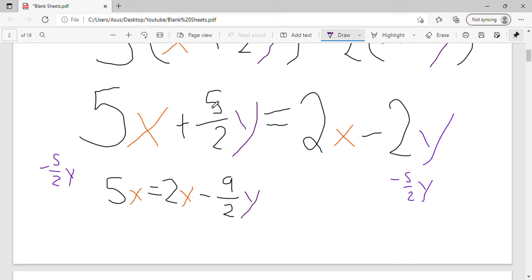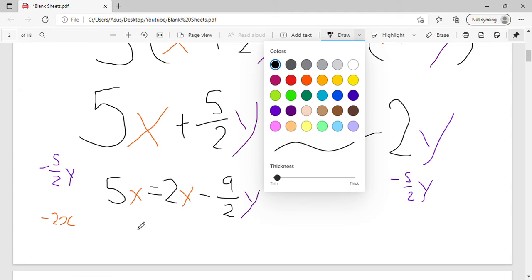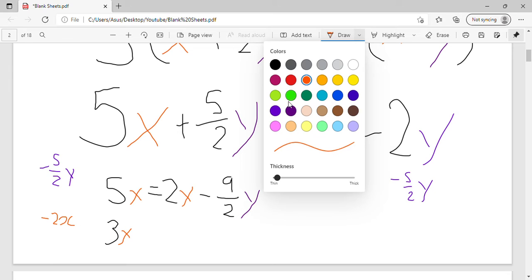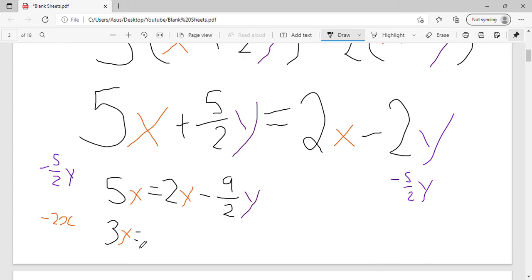Okay, and now I want to get rid of this 2x on this side, so I'm going to minus both sides by 2x. Okay, so that's going to give us 3x all on its own again. This one's minusing from this one. Minus 9 over 2y.